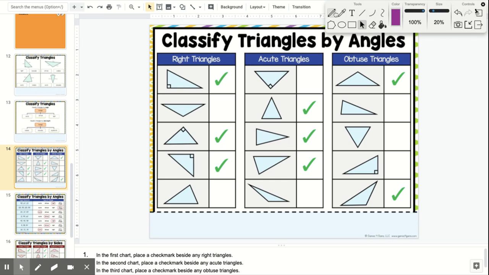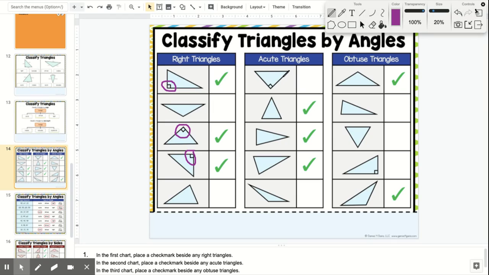So let's start with the right triangle column. As long as you see a right angle, it's going to be a right triangle. So in the three that have the green check marks, you can see the right angle. The two that don't have the green check marks, you can see that in this triangle there is no right angle present. And then on this bottom one, there is no right angle present.